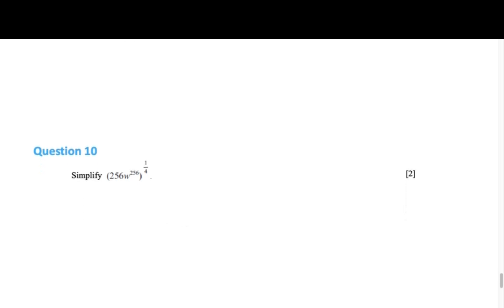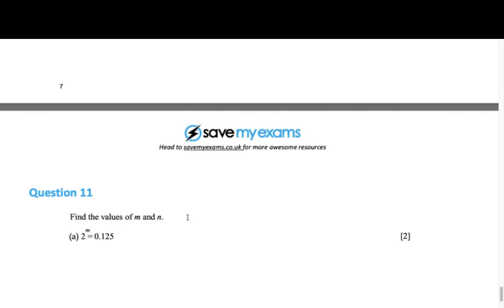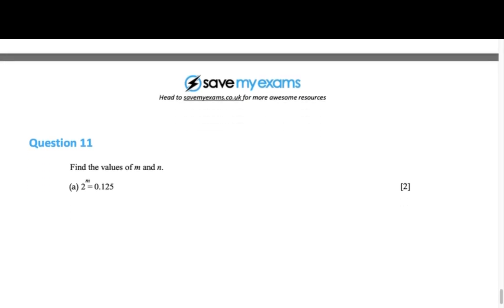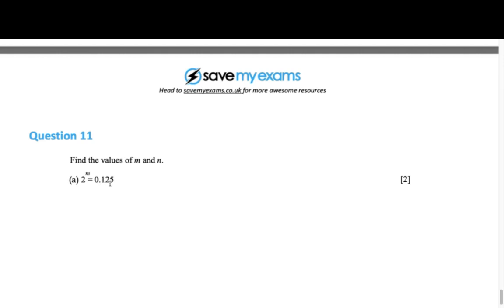I know this type, we did this. Oh, this question repeated itself. We did this question, remember? 256 raised to the power of 1 over 4. You remember? That means some of these questions are going to come in the exam. This one is easy. This is 0.125, which means 0.125 is 1 over 8.